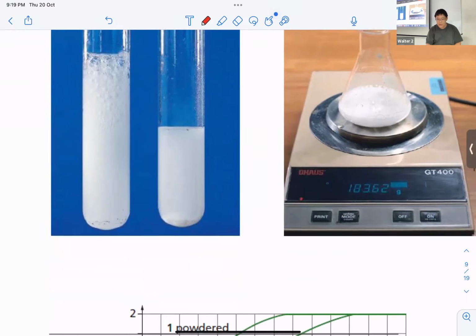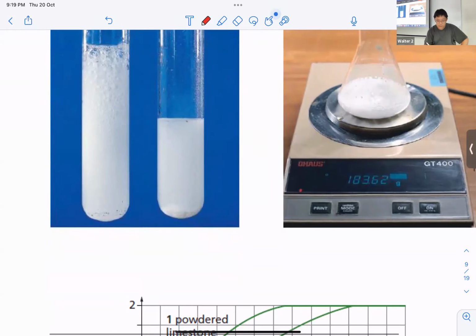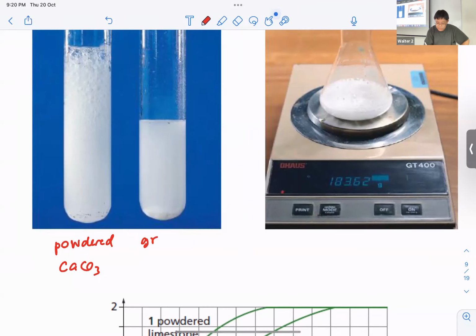So supposedly, if we use powdered versus granules, the one over on the left side will be powdered limestone. Okay, the left side will be powdered limestone. I'm going to use calcium carbonate, okay? And the right side will be granules.